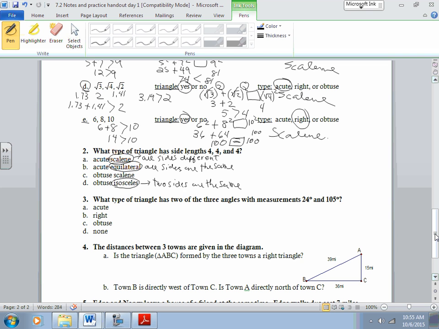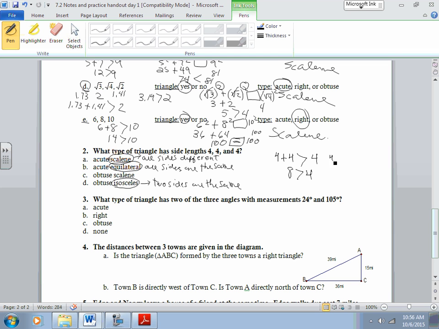Okay, everybody, number 2, the sides are 4, 4, and 4. 4 plus 4, 8. 8 is greater than 4. That does make a triangle. Do you understand how to check it? All right.